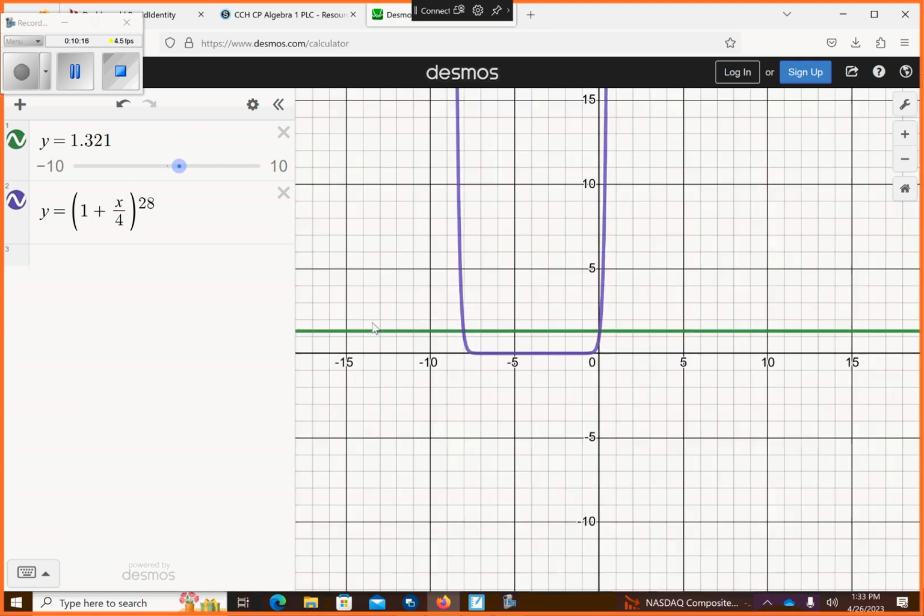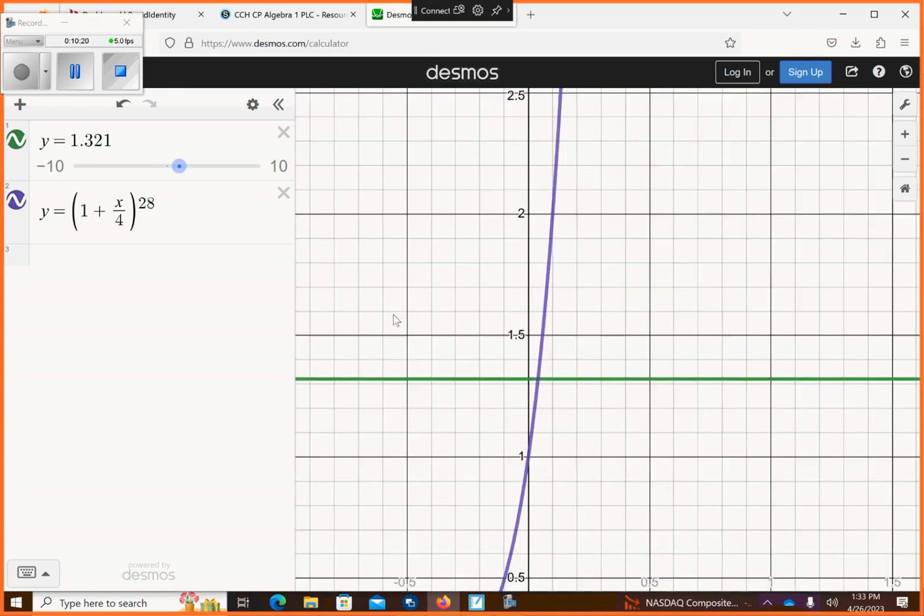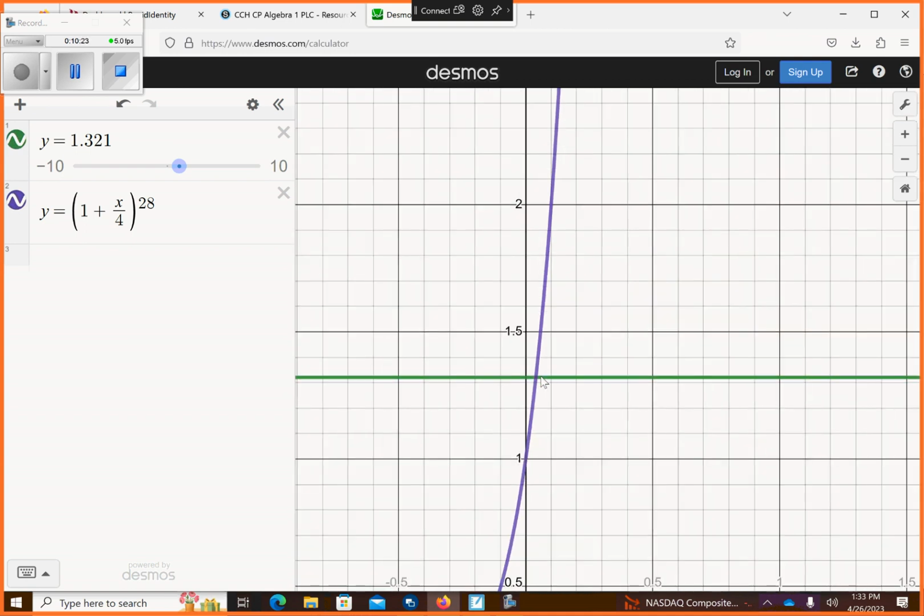Okay. There's where my mistake was. I want to make sure it's on the positive side. So once I zoom in and find this, as long as it's to the right side of 0, it's going to tell me. So that's basically 4% interest, 0.04, same thing as 4%.